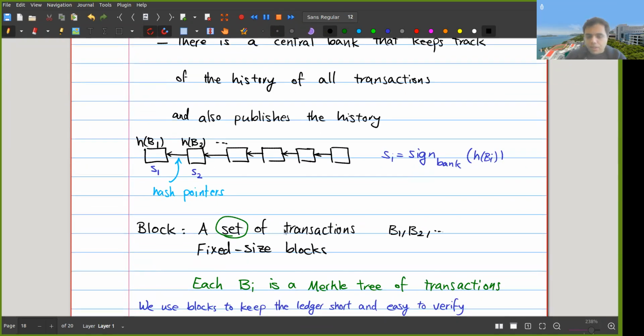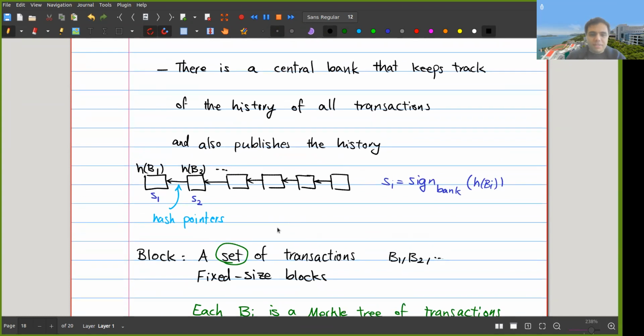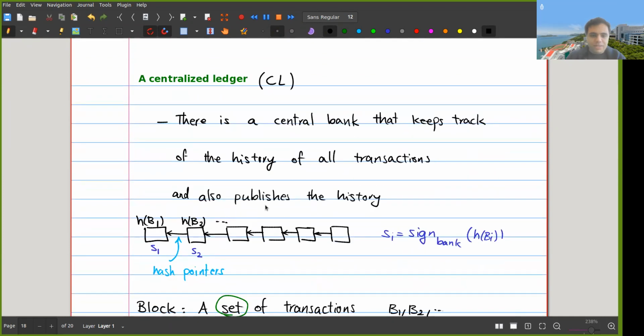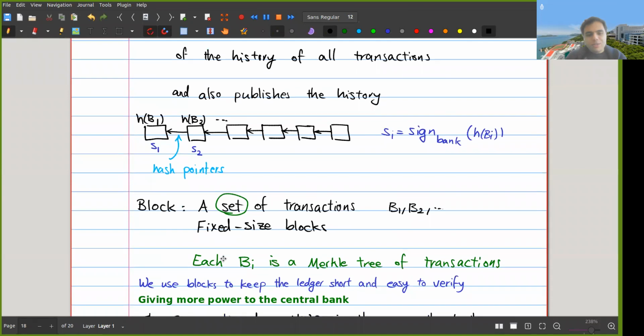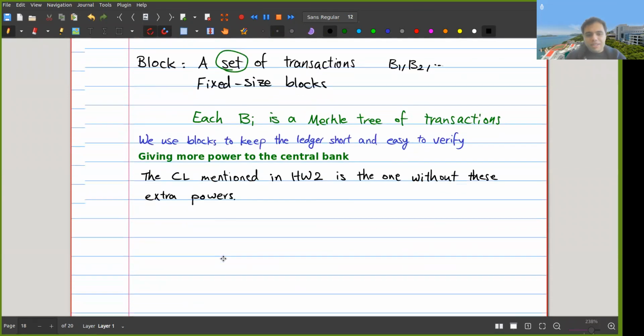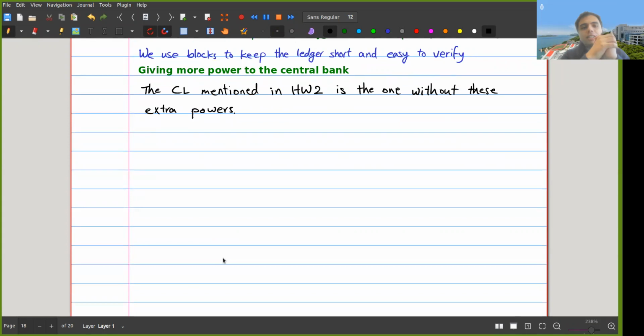the main topic of today, and generally the main topic of this course, is going to be about decentralizing this system and making sure that no one has more power than anyone else, so that we don't have a central bank and all users are equal. But for now, what I want to do is to actually do the opposite and give some more powers to the central bank. And just before giving these powers, I have to mention that the central ledger that I mentioned in homework 2 is the one without these extra powers. So I'm just talking about how we can make it even worse. How can we make it even more centralized?